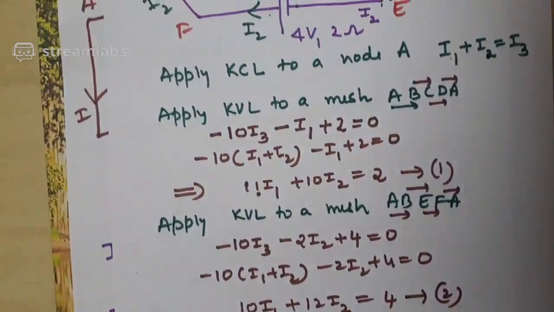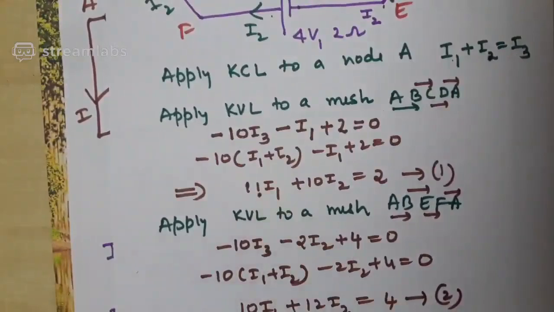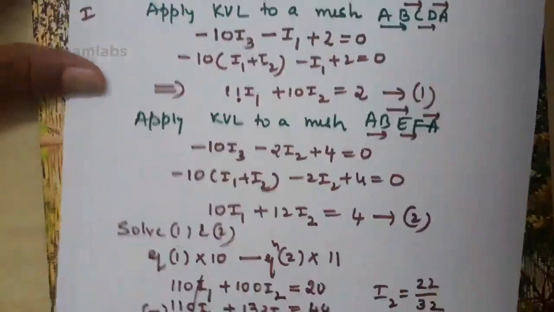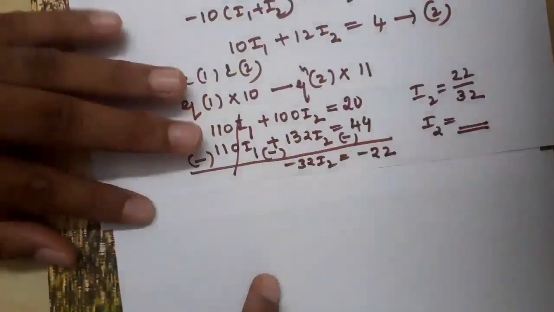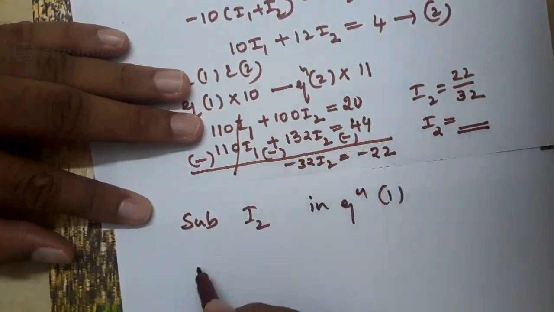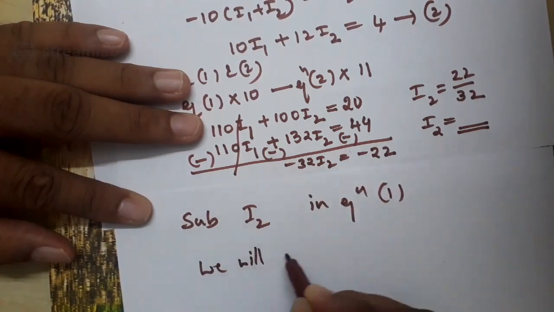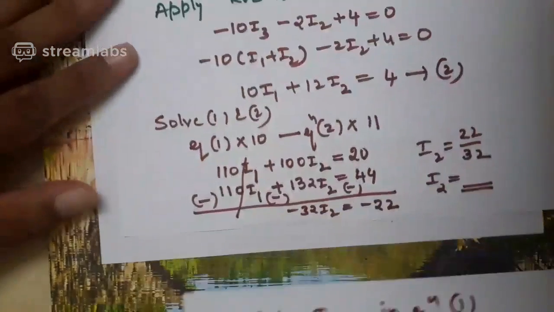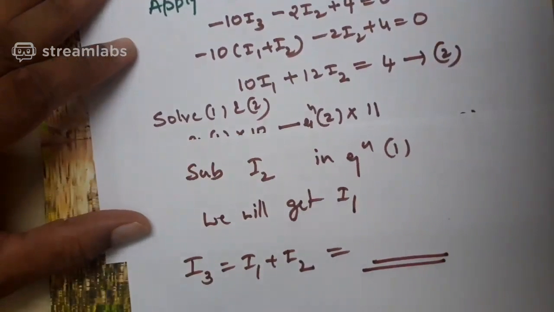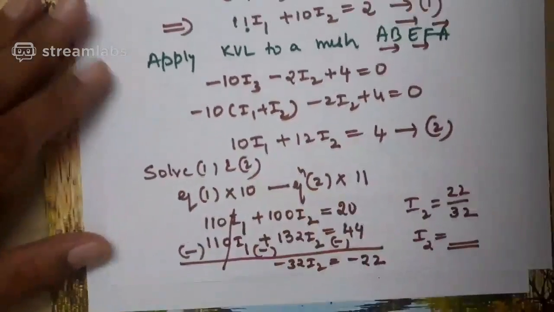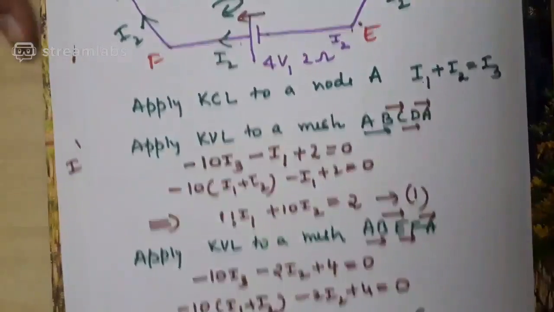Substitute I2 in one of the equations. In equation 1, you will get I1. Followed? So after getting I2, substitute I2 in equation 1. Suppose if the answer is negative, you have to substitute with the negative sign only. Is it clear to you? Once you get I3, you substitute in the formula V is equal to I3 into 10. You will get the answer. Please do it. Copy this method.